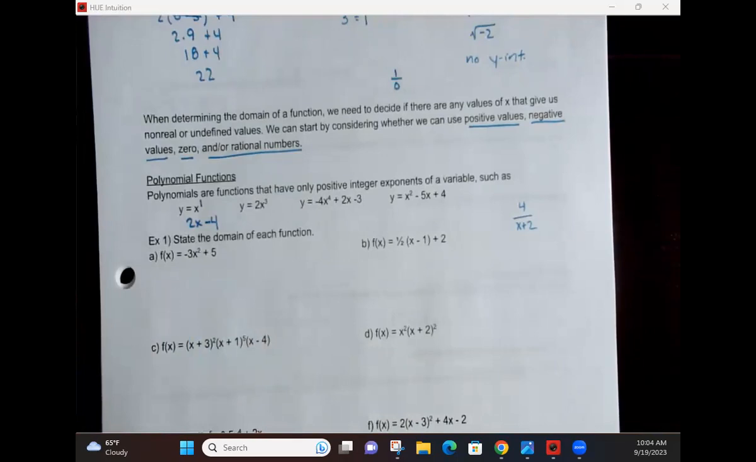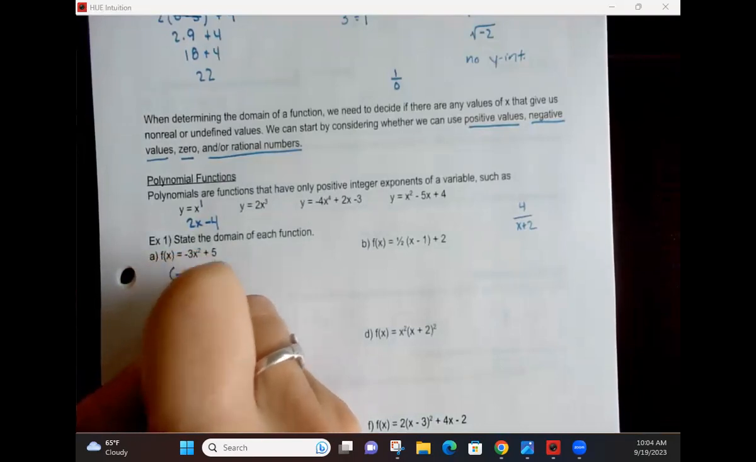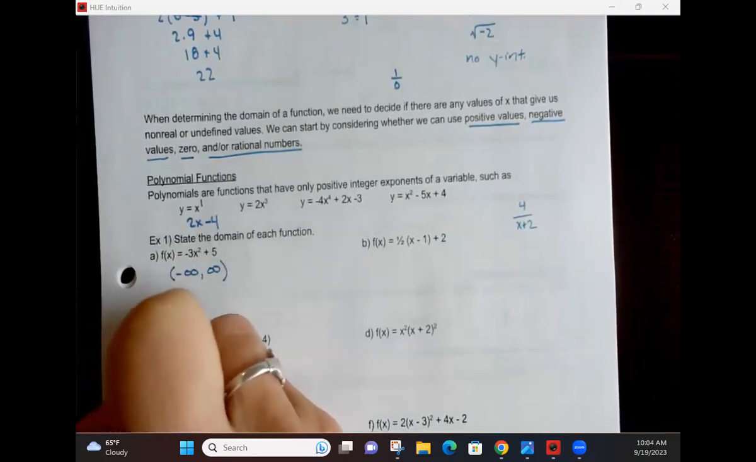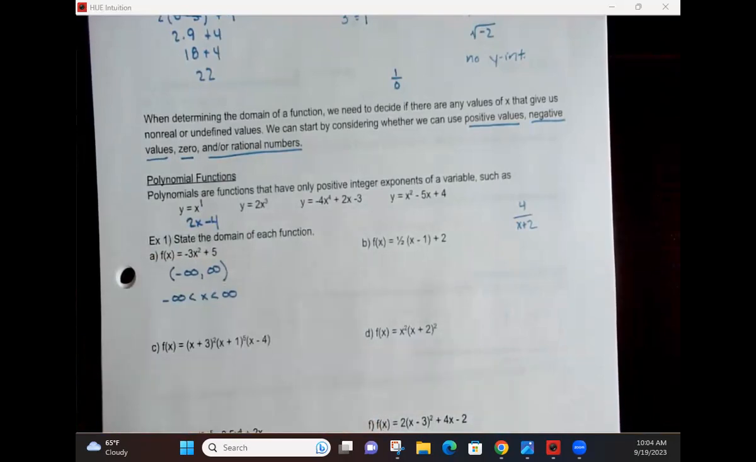So are there any restrictions on my domain here? Are there any x values that do not work? No. So our domain here would be all real numbers from negative infinity to positive infinity. And I'm going to give you both of those notations today, just like last time. All real numbers is another way that we can say that.